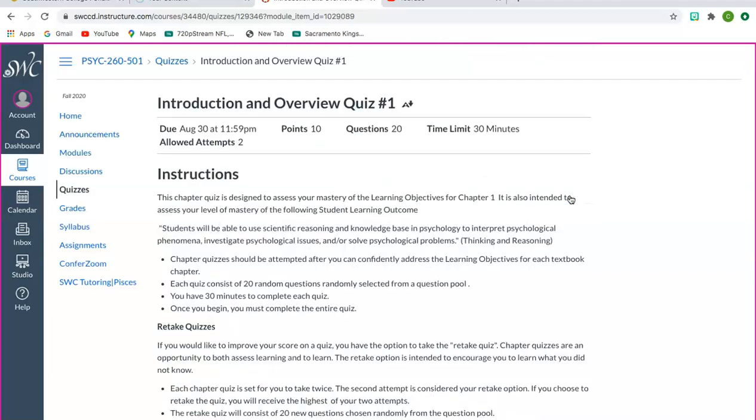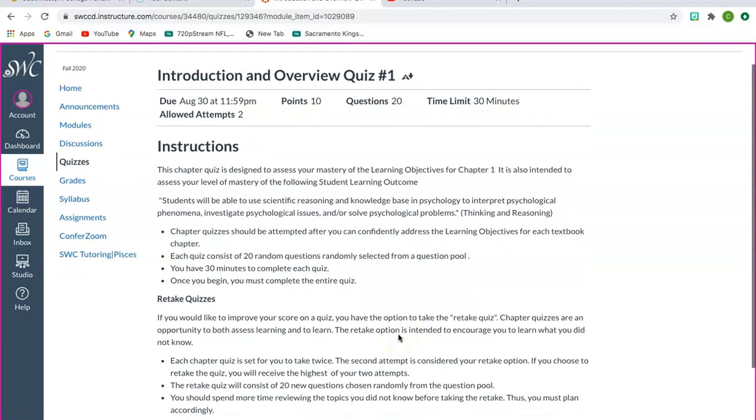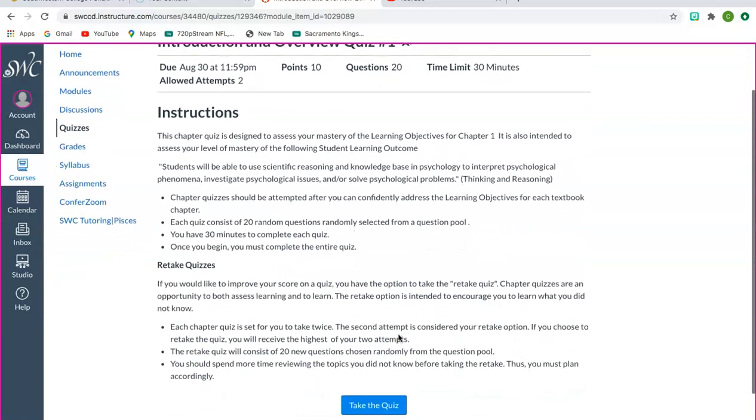All right, in each unit, you will also have 1 or 2 quizzes. In this first unit, there's only 1 chapter, or 1 introduction, so there's only 1 quiz. But in units 2, 3, 4, 5, 6, 7, and 8, you can expect 2 quizzes, 1 per chapter. You will receive 20 random questions, either multiple choice or short answer. You have 30 minutes to complete each quiz. You can take it twice, and I take your highest score.